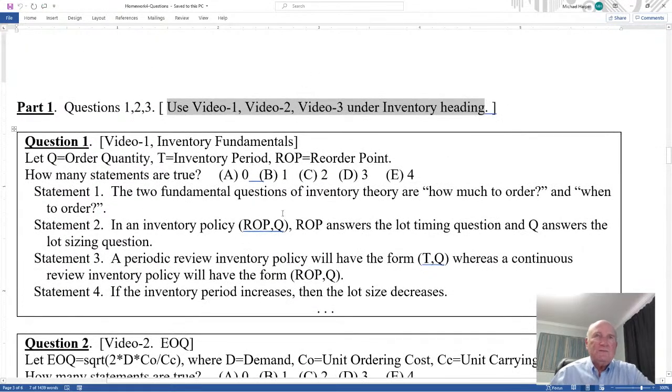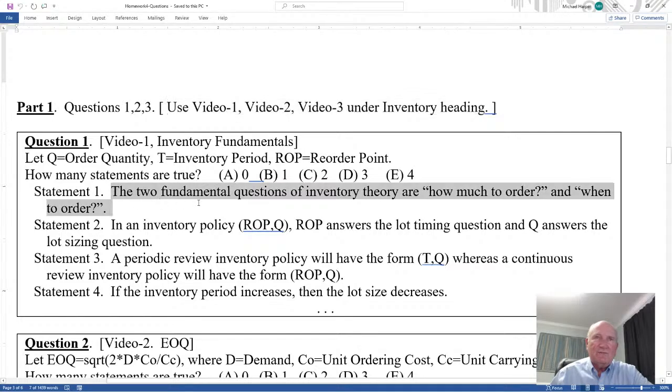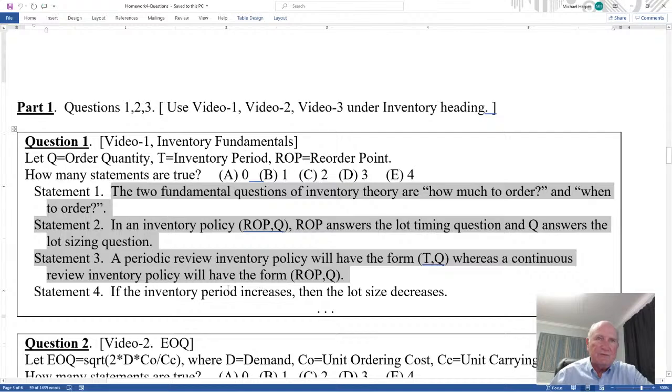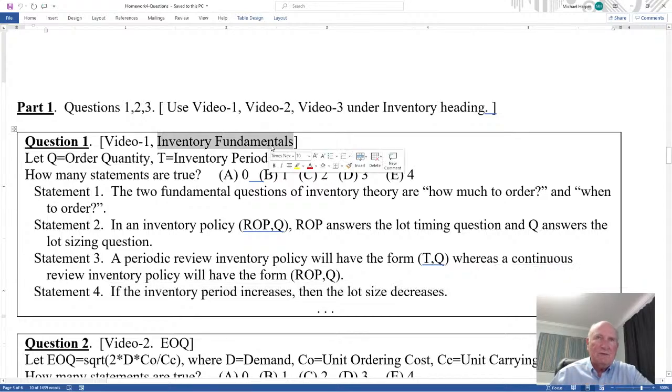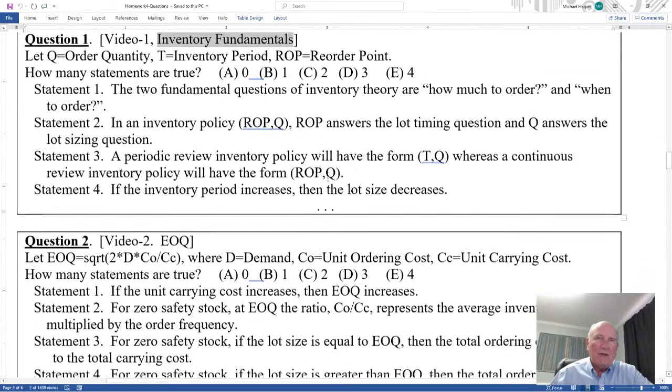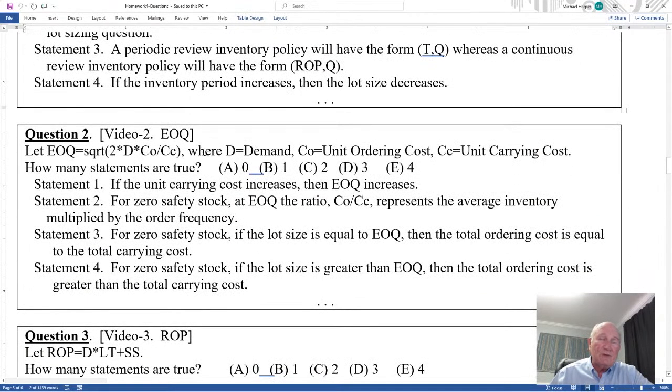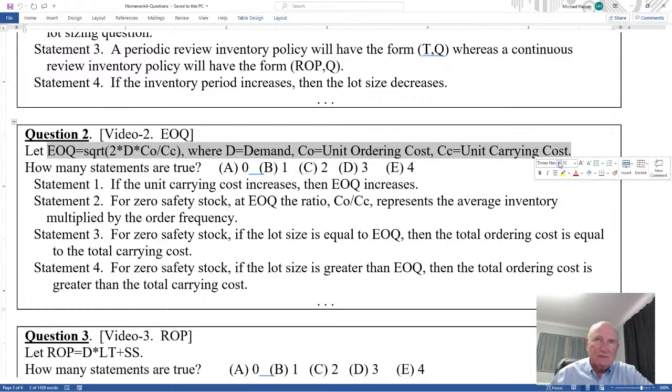Now this first question comes right out of the fundamental questions: inventory theory, periodic and continuous review systems, and the relationship between inventory period and lot size. These are basic fundamental relationships of inventory. Q equals DT. Video 2 is EOQ, the economic order quantity. There's the equation and there are the definitions.